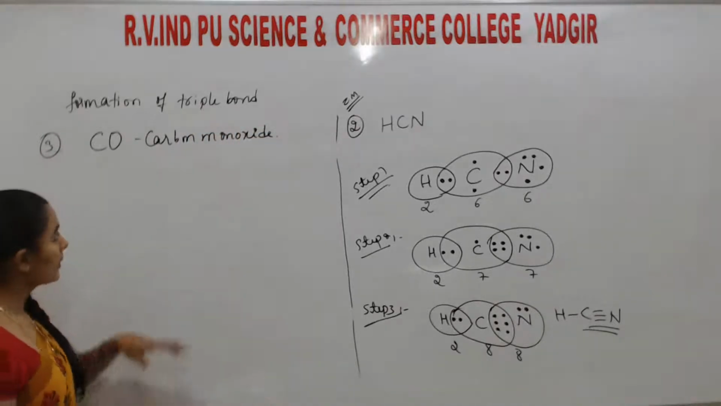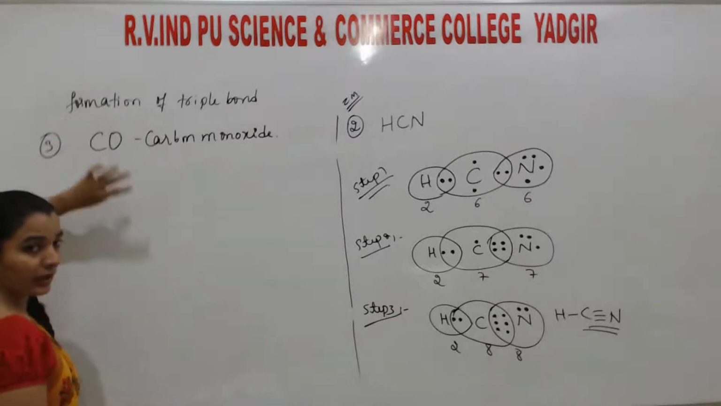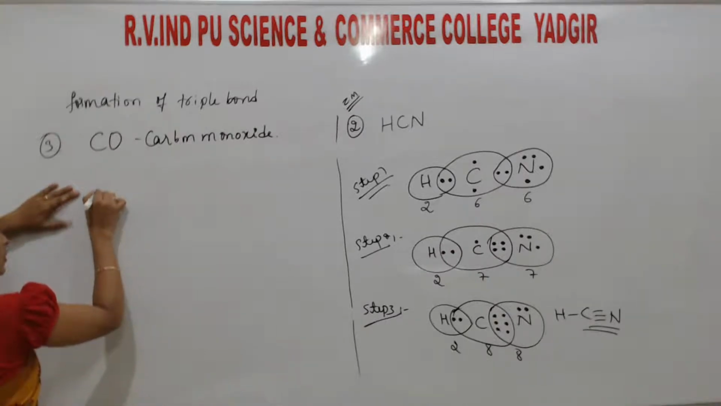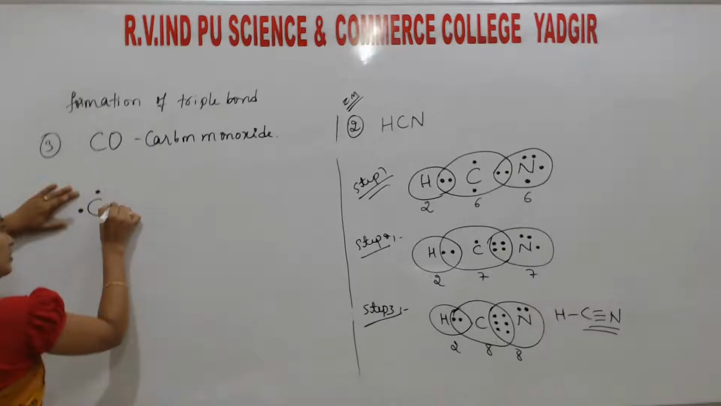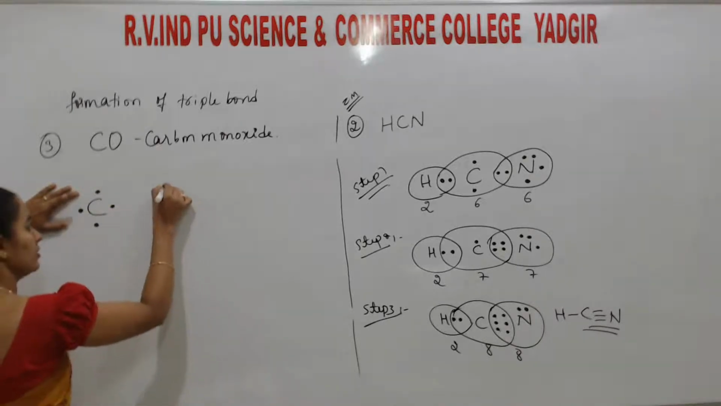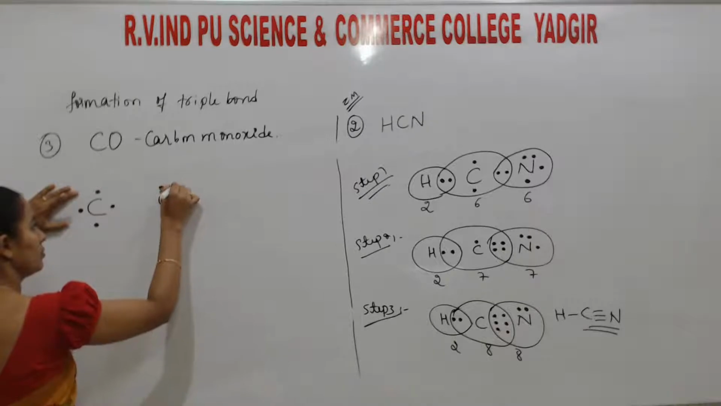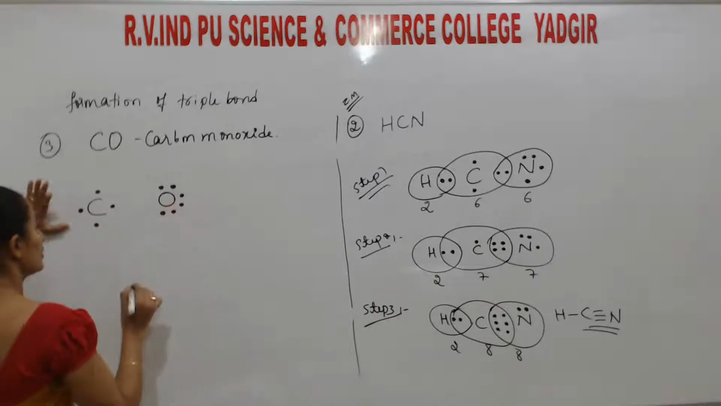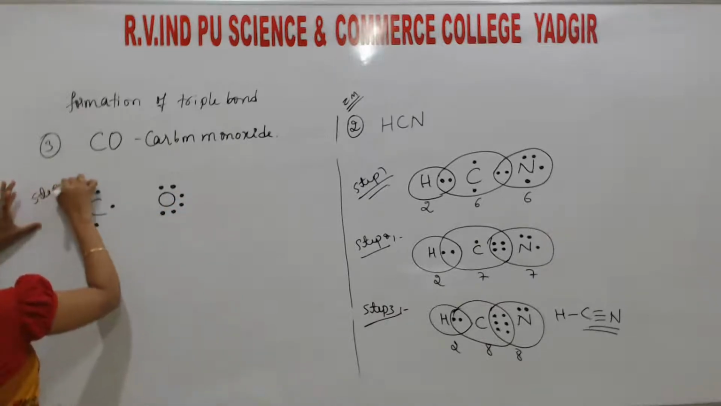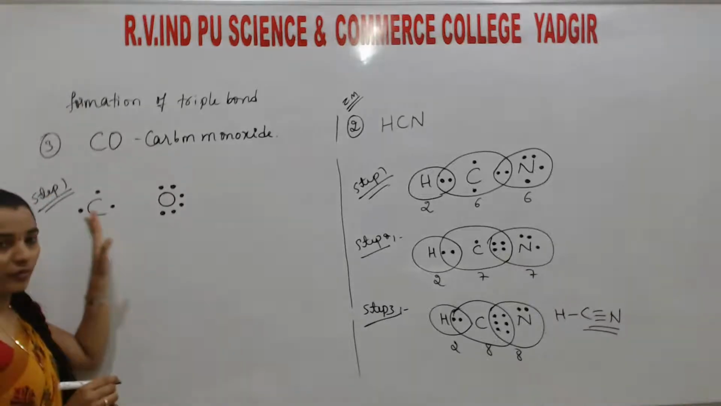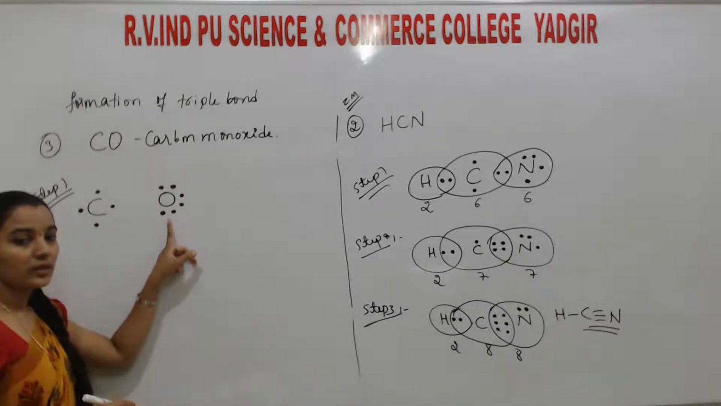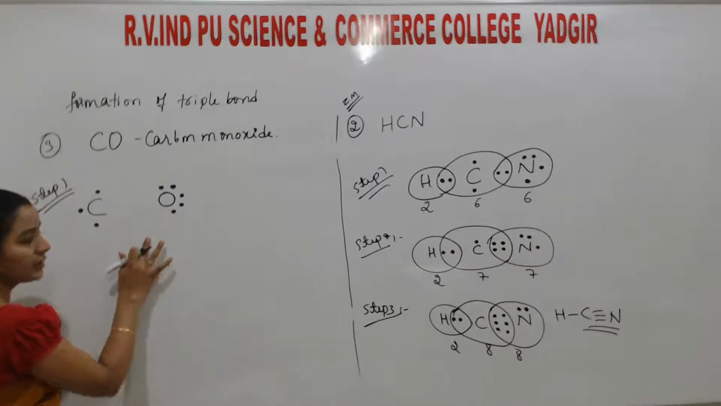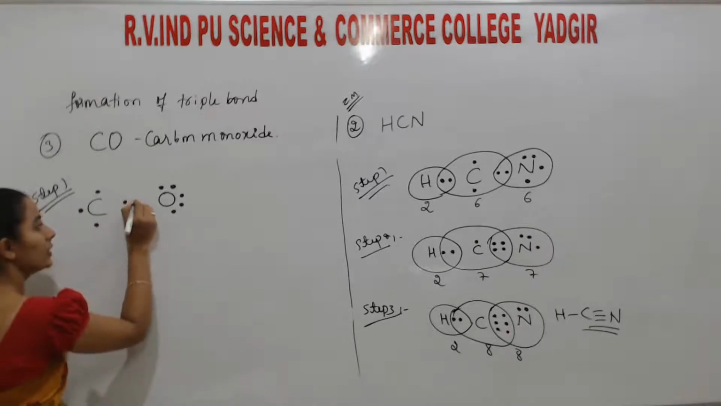Okay, so for carbon, if you write the electronic configuration, valency 4 comes, for oxygen 6 comes. So here look, carbon 1, 2, 3, 4, oxygen 1, 2, 3, 4, 5, 6. So in step 1, this is the actual structure, carbon with 4 valency, oxygen with 6 valency, so one electron of this carbon and one electron of this oxygen form a bond here.